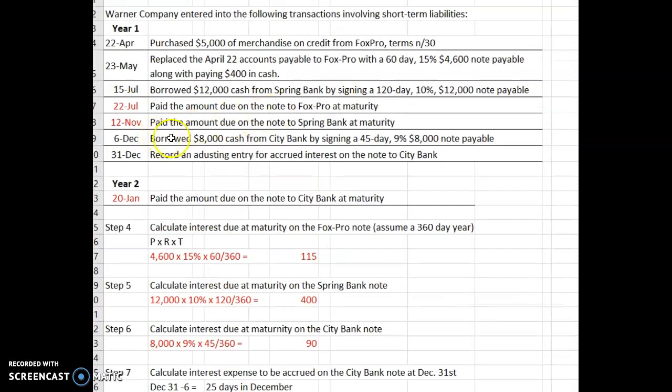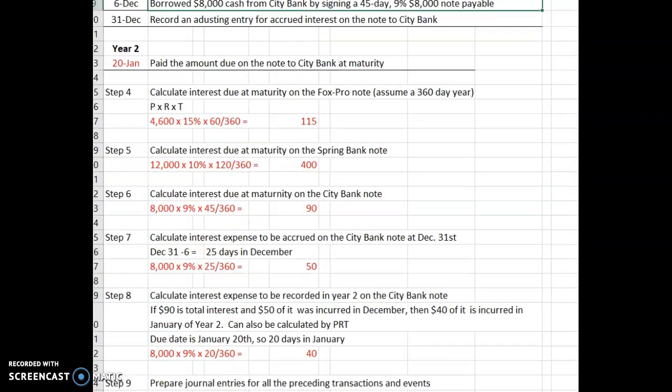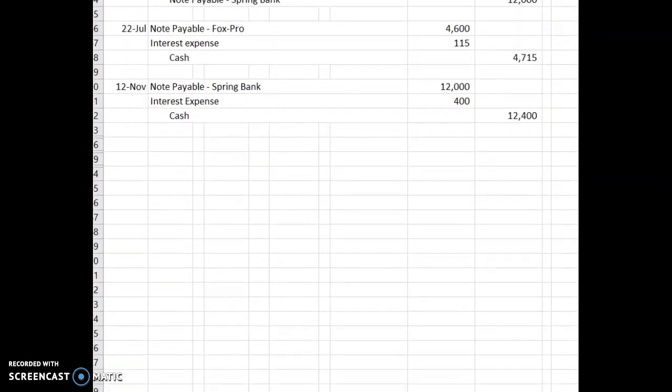On December 6th, we borrowed $8,000 cash from Citibank. Go ahead and write the journal entry for this transaction, then start the video again and check your work. Debit cash $8,000, credit note payable Spring Bank $8,000.